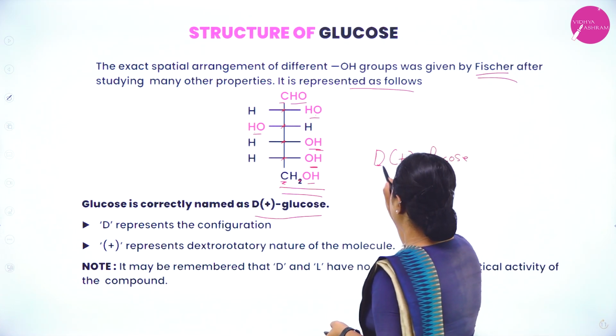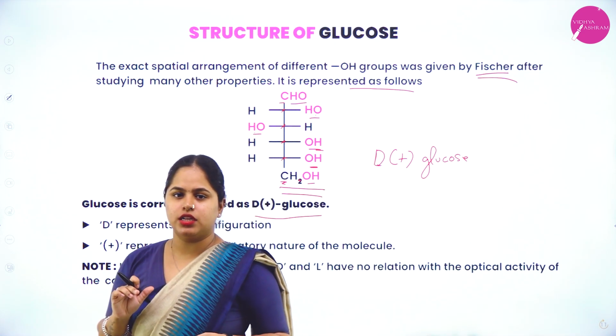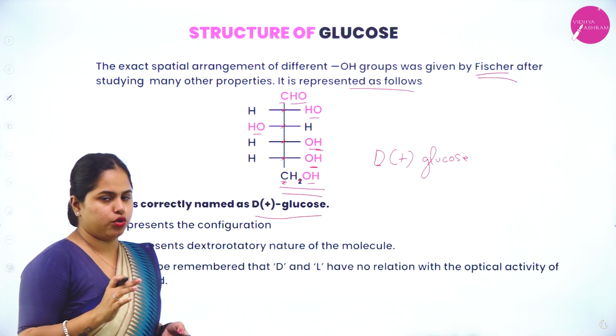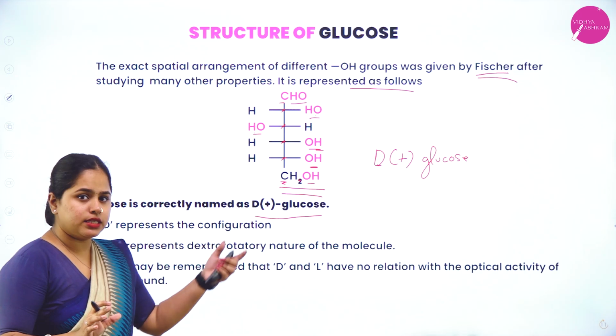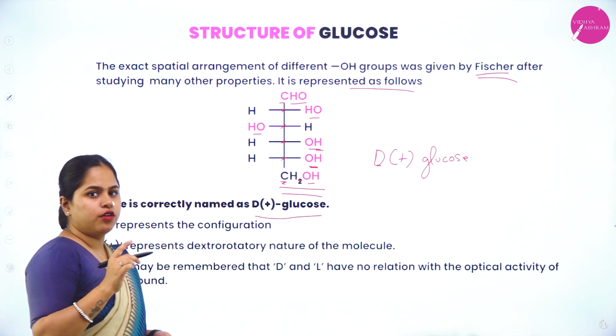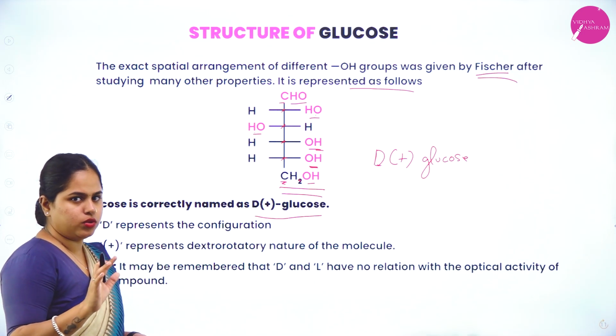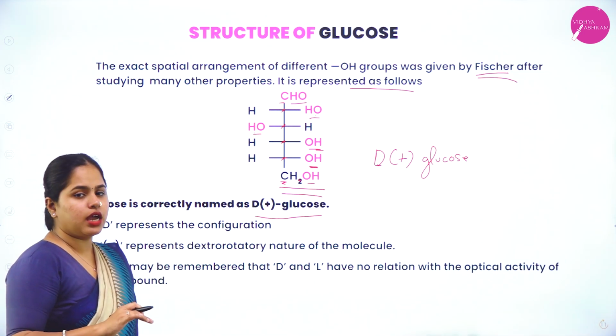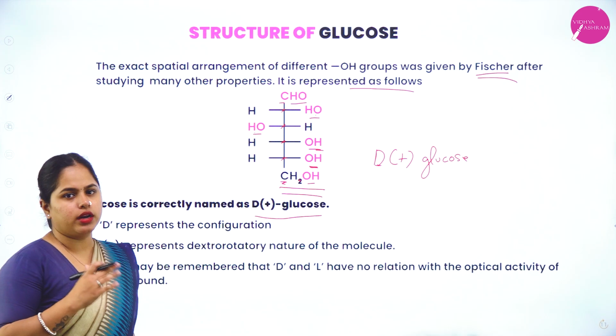Now, what does this D stand for? This D doesn't stand for dextrorotatory or levorotatory. Don't get confused with that. This D is based on the presence of this hydroxyl group of the first carbon atom. So, let's see how that is done. And that plus stands for whether it is dextro or levorotatory.